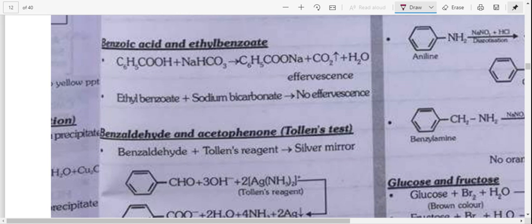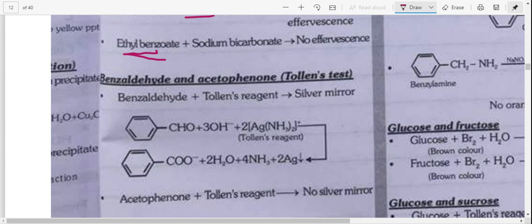Next, benzoic acid and ethyl benzoate. Benzoic acid, C6H5COOH, when reacted with sodium bicarbonate, will give an effervescence. We have already seen it. But ethyl benzoate, when reacted with sodium bicarbonate, will not give any effervescence.